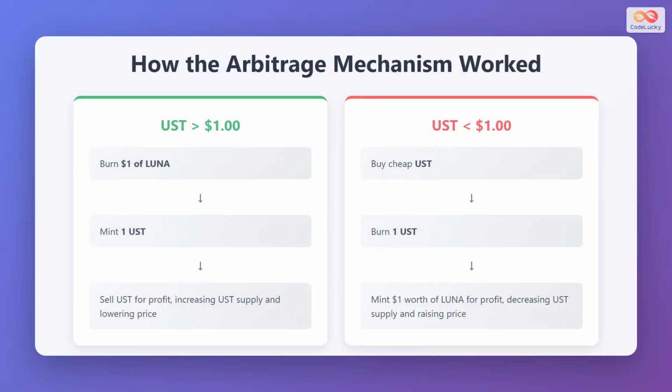Let's understand how this arbitrage mechanism was supposed to work. If UST traded above $1, arbitrageurs would burn $1 worth of Luna, mint 1 UST, and then sell that UST for a profit. This would increase UST supply and bring the price back down. Conversely, if UST fell below $1, traders could buy cheap UST, burn 1 UST to mint $1 worth of Luna, and profit from the difference. This would decrease UST supply and raise the price back to $1. In theory, these profit opportunities would keep the peg stable. However, this mechanism had a critical flaw that would later prove catastrophic.